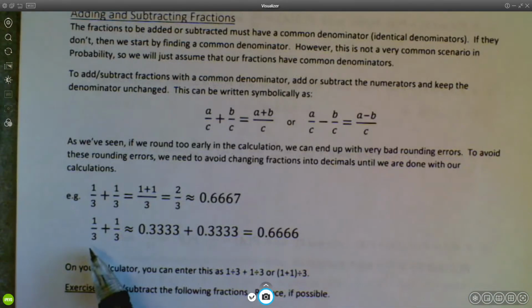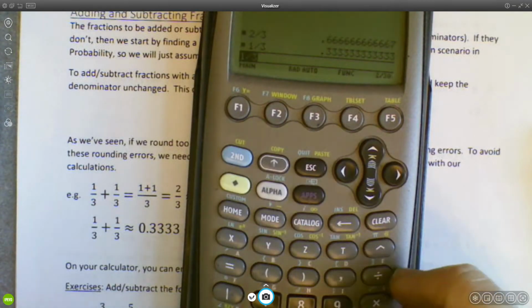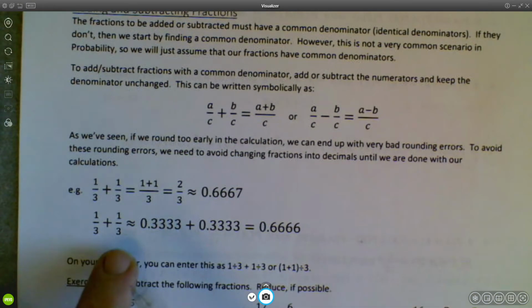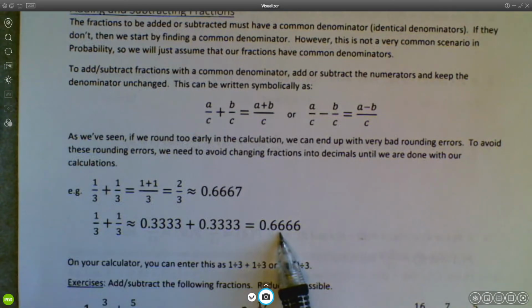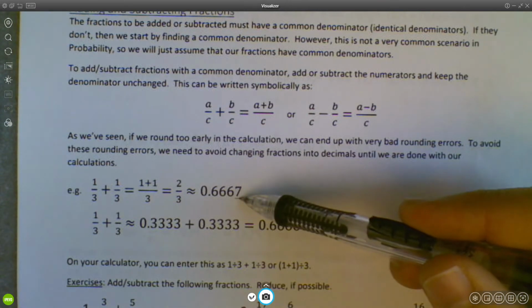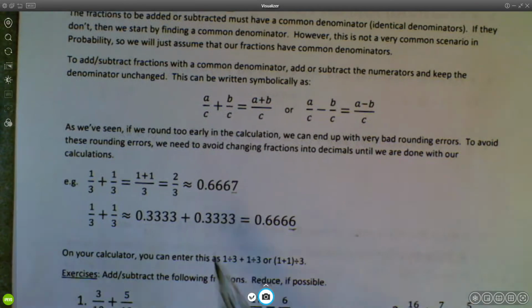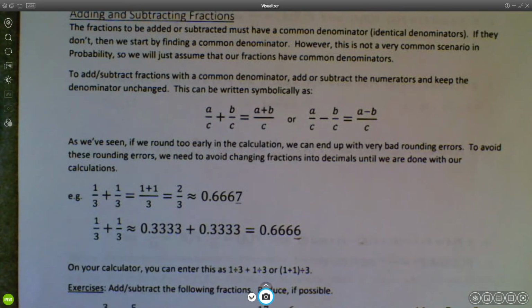Okay, but what if you change these to decimals before you add? Well, if I change 1/3 into a decimal, I get 0.33333 repeating forever. So rounding to 4 decimal places, this is approximately 0.3333 plus 0.3333. And if I add those two things, I get 0.6666. And you can see that I'm off. So the moral of the story is, if you're going to change the fractions into decimals, don't do so until the very last step. Leave them as fractions until the very end. Otherwise, you're going to end up with rounding errors in your answer.